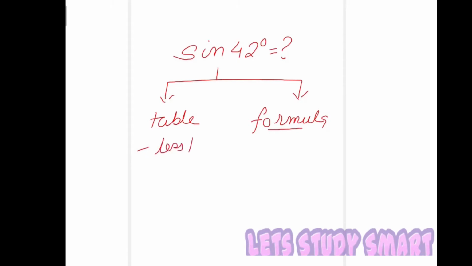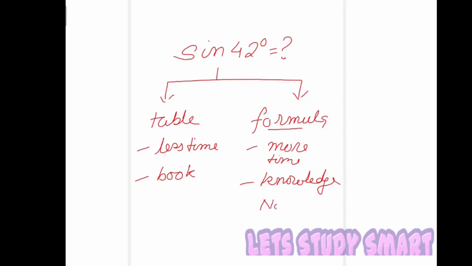Now table, first of all, what are the advantages? It requires very less time, hardly a few seconds. But the disadvantage is you have to carry the book. And formula wise, if you go, it requires more time. But the advantage is you don't require any book. You simply require your knowledge. That's all, no book is required. So mostly we use this in competition examinations, and in boards. So in boards we are going to use sine table.